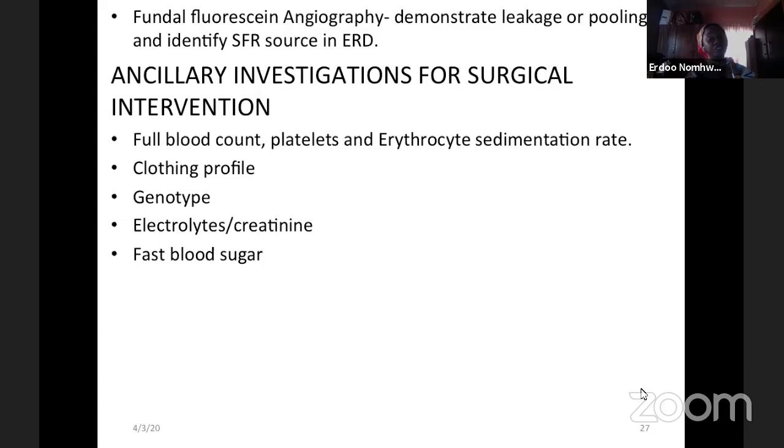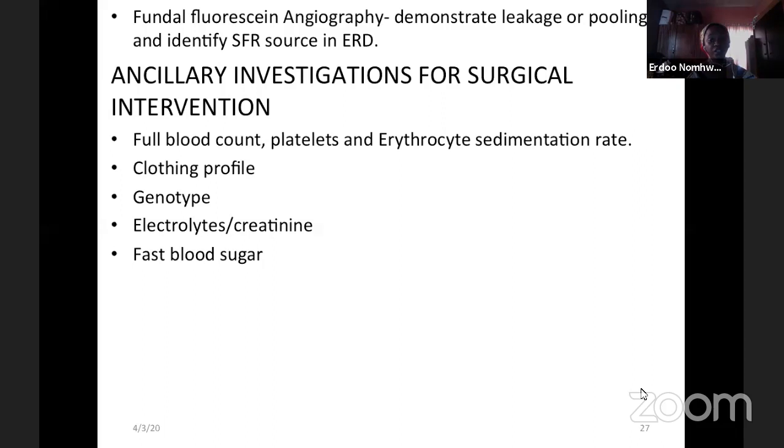And some of the ancillary investigations I'd like to do, because I may need to intervene surgically, I'll need to do a full blood count just to be sure that the hemoglobin level is adequate. I'd like to look at whether there's no infection from the white blood cell count, the platelets, if they are adequate, and then erythrocyte sedimentation rate. Some of the conditions that can cause exudative detachment will give rise to a high erythrocyte sedimentation rate, so I'd like to watch out for that.